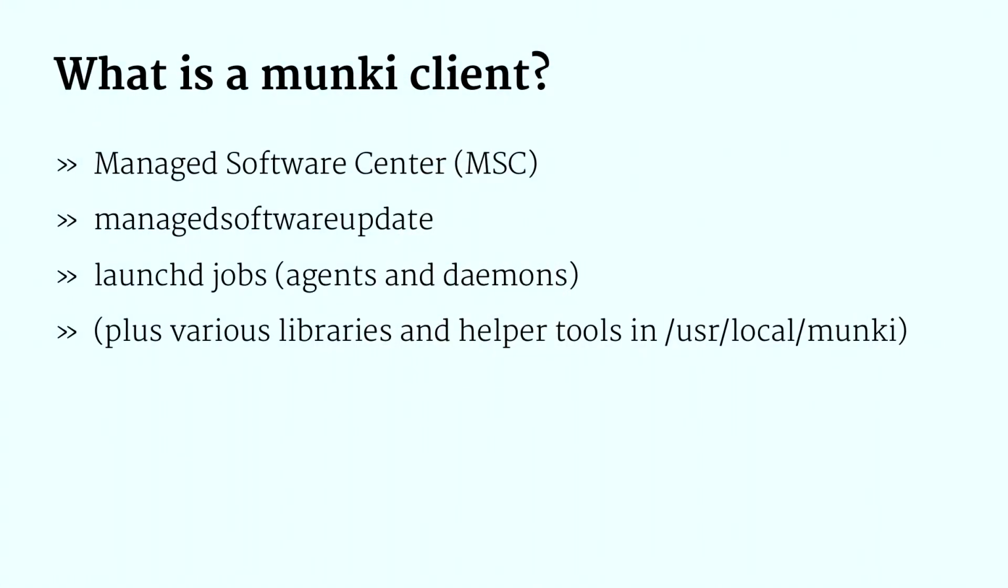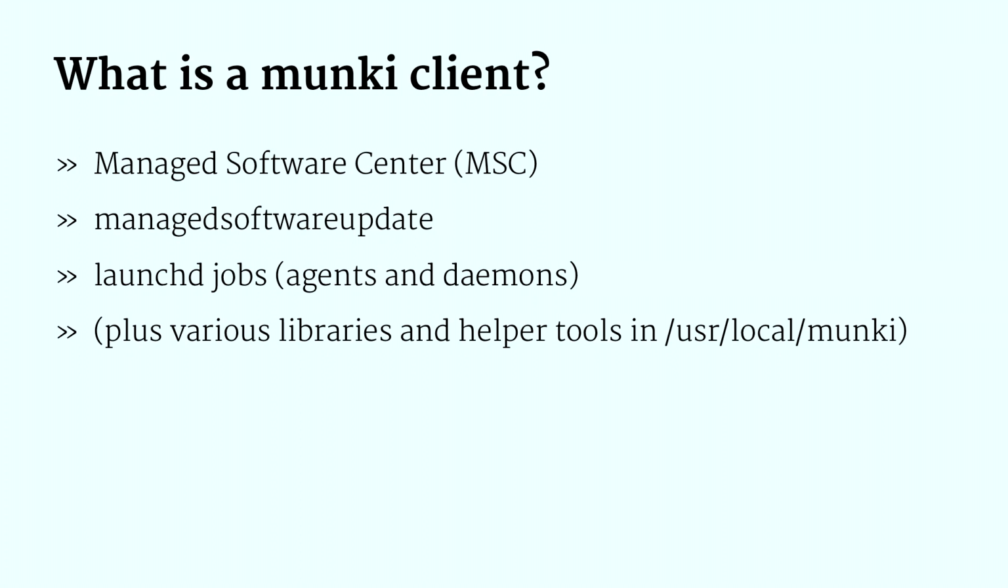So a Munki client is really any Mac that has the Munki applications installed and running. That's pretty much it. At its most basic, a client is made up of 3 main parts. There's a lot of various libraries and helper tools and extra scripts, but the 3 parts we'll talk about today are the Managed Software Center, which is a GUI application the users are going to be able to interact with and get notified by, Managed Software Update, which is a command line tool, and the launch jobs. So that's the launch agents and daemons that sit in the background and do some helper things.